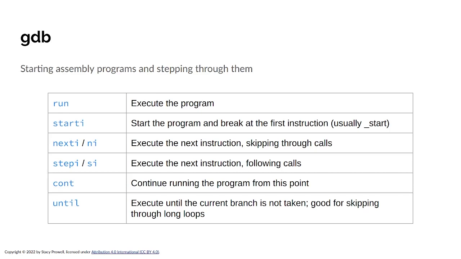Continue continues your program from the current point and just resumes running it. Until is a super useful instruction. If I'm sitting at the bottom branch of a loop, I can say until, and the program will run until that branch is not taken, which lets me, if I've got a giant long loop, not go through all of the iterations of the loop. I can say until and immediately execute the rest of the loop and then be at the bottom, ready for the next instruction.